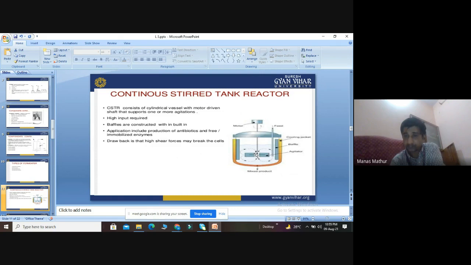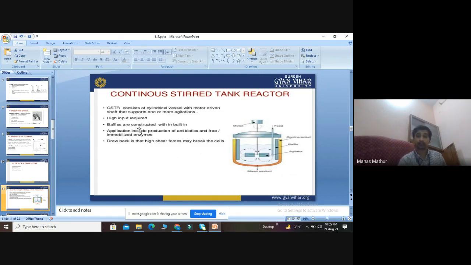At the bottom of the stirrer there is an agitator which rotates and mixes all the components inside the tank reactor. It is controlled by the motor, so high power input is required. Baffles are already built in. The main application of the continuous stirred tank reactor is production of antibiotics and free immobilized enzymes.